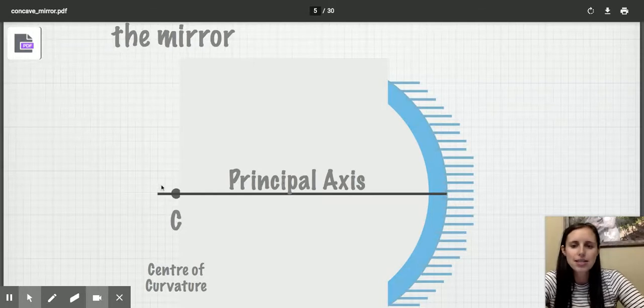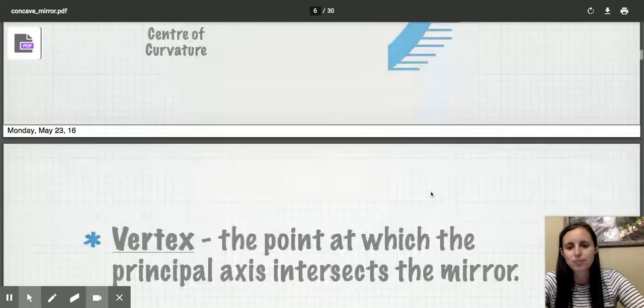So the principal axis, you can see we've got the center of curvature here. We've got the midpoint of the mirror here. The principal axis is just that line, that parallel line that connects the two.